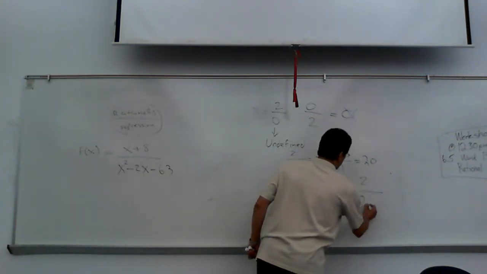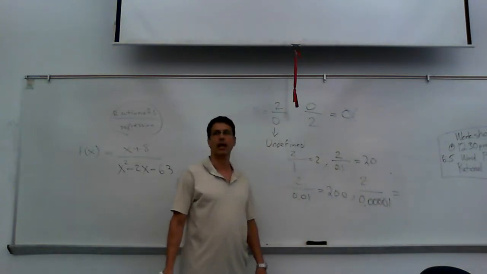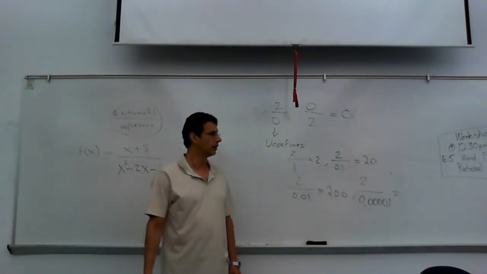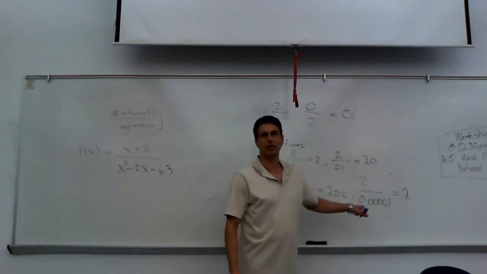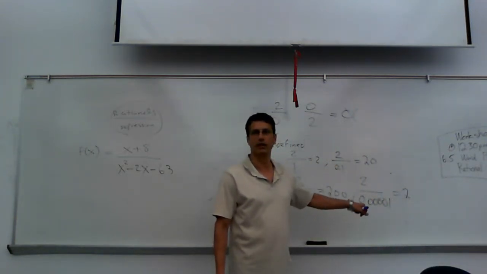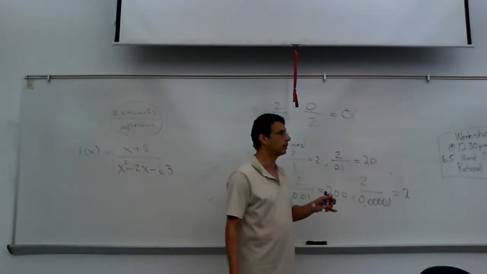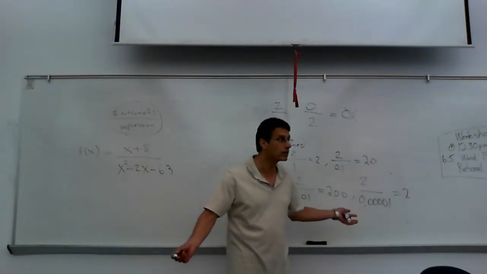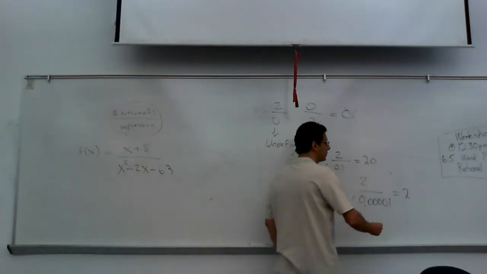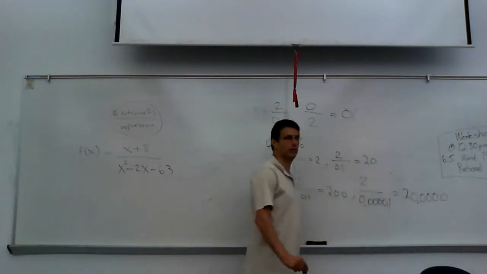2 divided by 0.00001, a bunch of zeros, and then 1. Anybody can give me the answer fast? How many decimals do you see at the bottom? Count the number of decimals. You can't even count? 5. 5 decimals, right? So I need 5 zeros. That was easy, wasn't it?